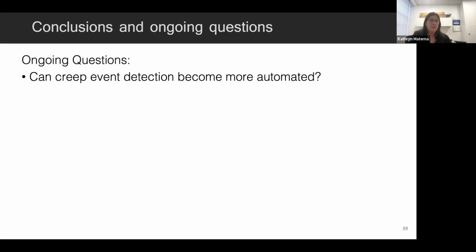So lastly, there are a lot of open questions that lead to future research directions. One, of course, is can creep event detection become more automated? We only have creep events and creep meters in several places, and with InSAR imaging, we have the ability to see a lot more along the faults. There's likely to be more creep events in places that we haven't seen them on creep meters just because we haven't had them there.